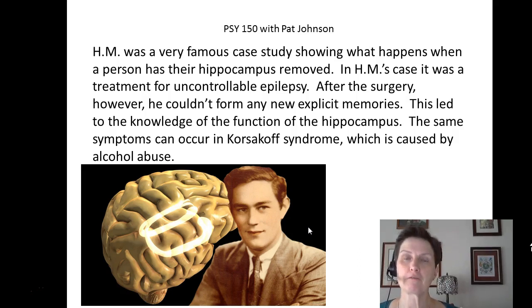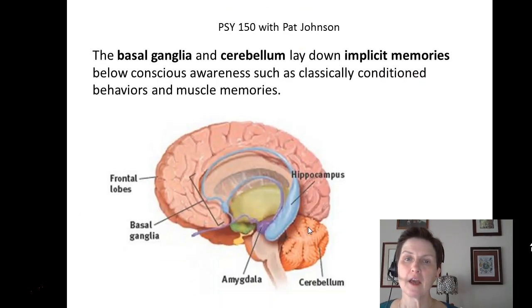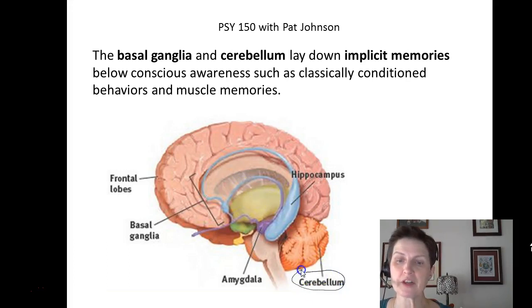All right, let's go to our first track now where we're talking about implicit memories. And here we're going to a brain structure you're already familiar with, the cerebellum. Remember, the cerebellum is behind the brain stem. It's below the cerebrum. So here's the cerebellum.